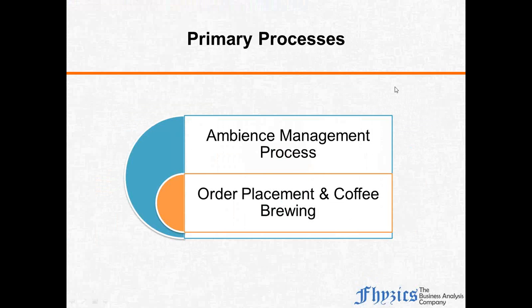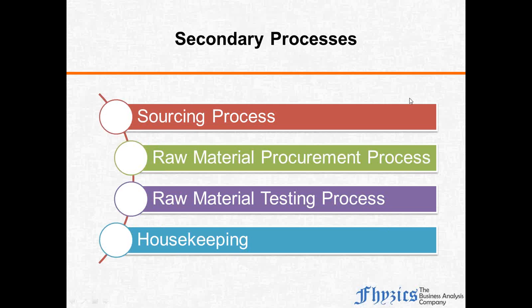Sometime back I was watching a television ad about a smartphone, and it says you can do this, and finally it says, of course, you can make calls. It is something like that. So here the ambience is guaranteed, and they also serve coffee. These are the two primary processes. There may be several primary processes, just for our discussion. Then the secondary processes could be sourcing, raw material procurement, testing, and housekeeping.